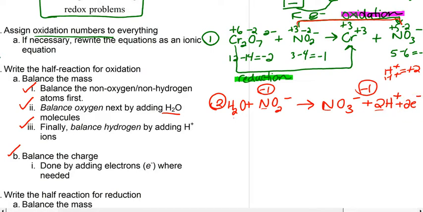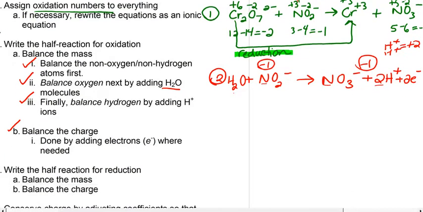Now I'm going to move on and do my reduction. So this would be step 3. So now I'm going to look at my reduction half of my reaction, and that would be Cr2O7 minus 2. Don't forget your charge. You have to be really careful about that because it's an ion. You have to show the charge, forming chromium ion.